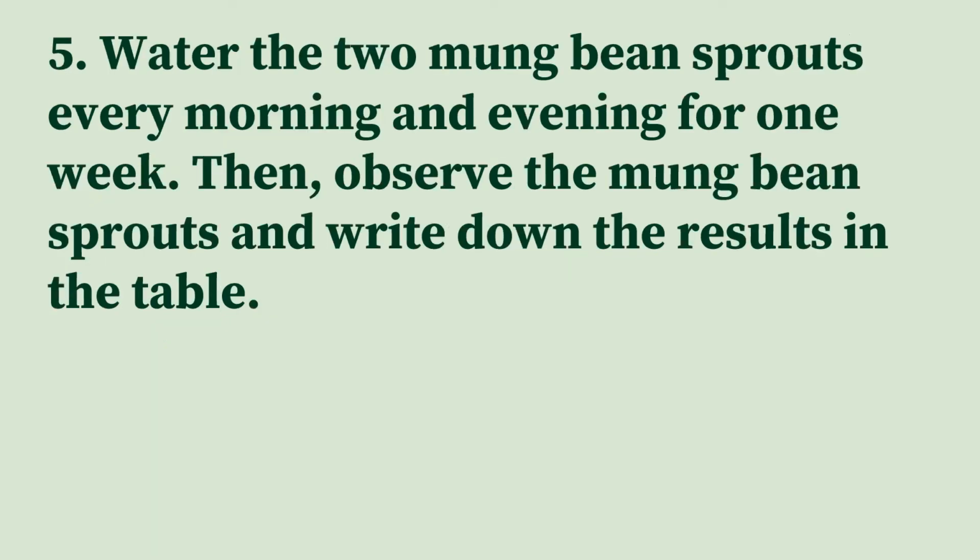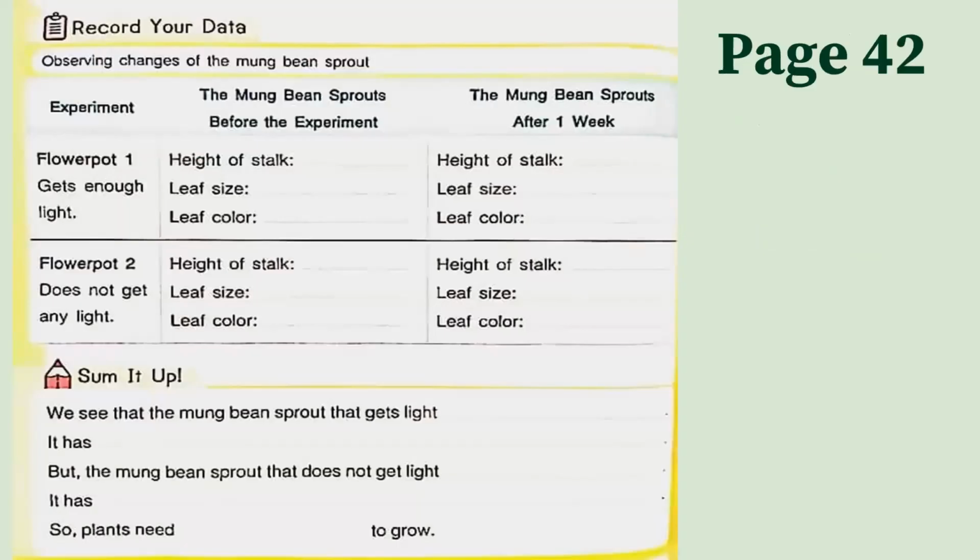And the 5th step, water the 2 mung bean sprouts every morning and evening for 1 week. Then, observe the mung bean sprout and write down the results in the table. So the table that I'm talking about is on page 42. So after 1 week, you have to write your observations here.